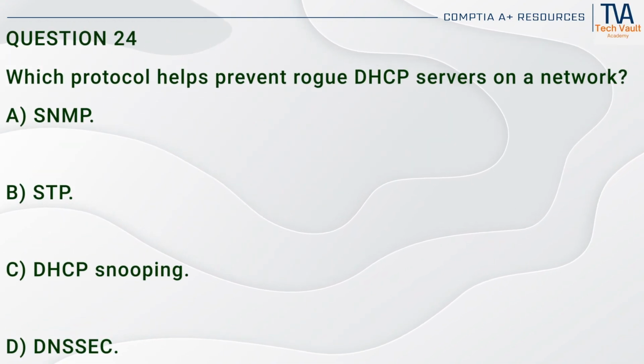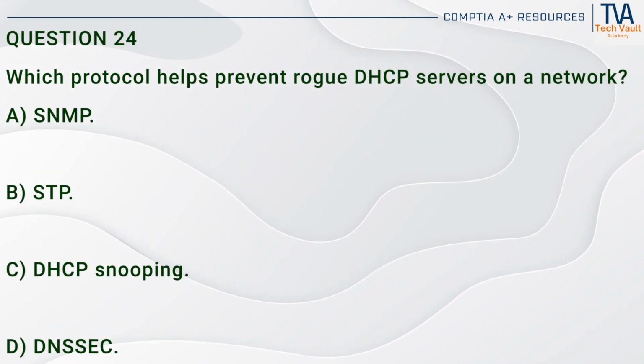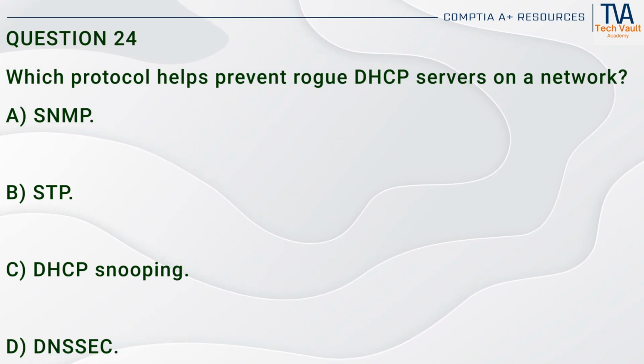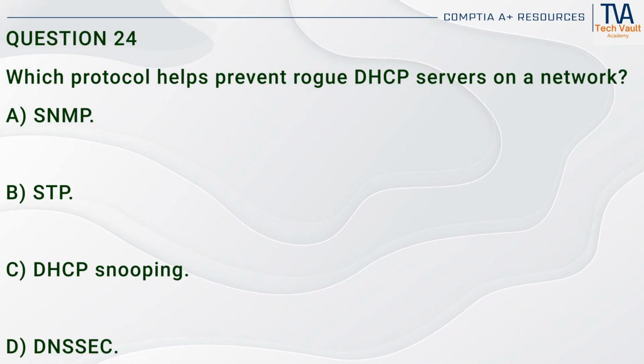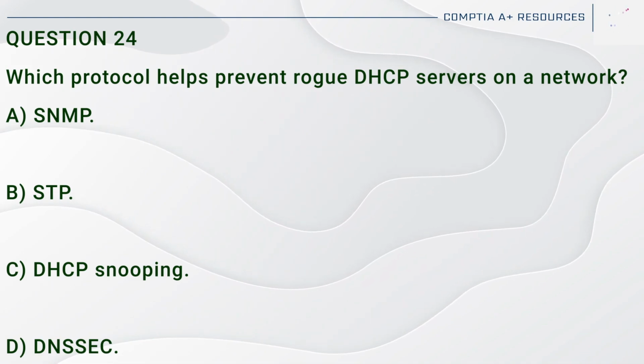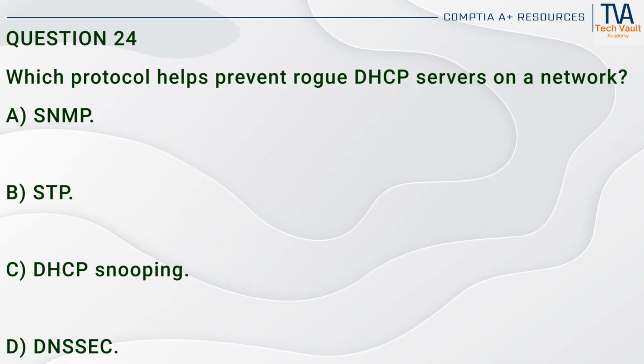Question 24. Which protocol helps prevent rogue DHCP servers on a network? A. SNMP, B. STP, C. DHCP snooping, D. DNSSEC.